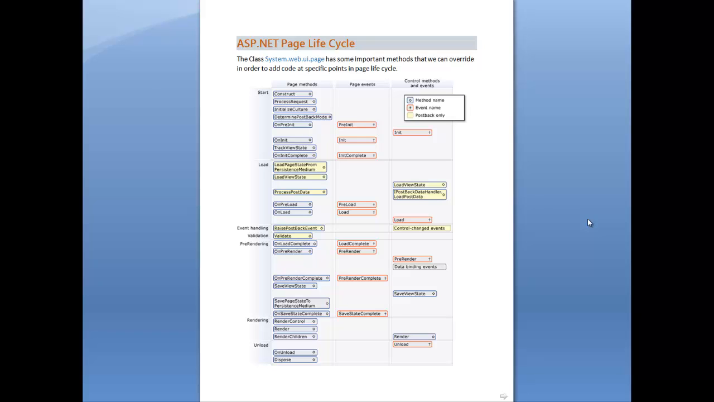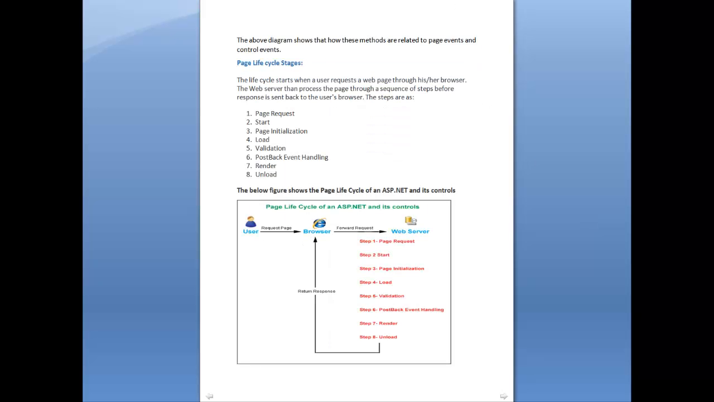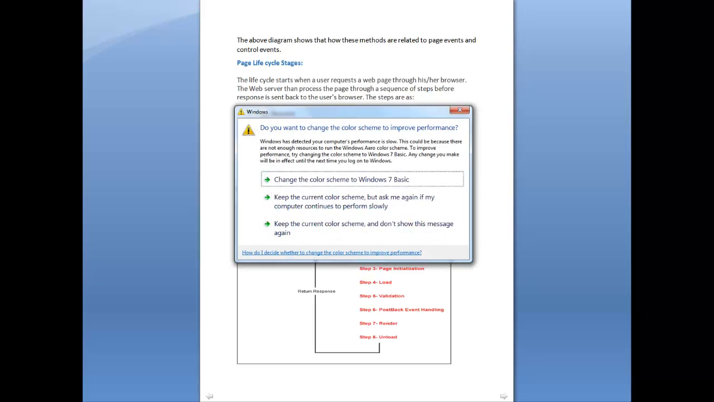The life cycle starts when a user requests a web page through his or her browser. The web server then processes the page through a sequence of steps before the response is sent back to the user's browser. The steps are as follows: page request, start, page initialization, load, validation, postback event handling, render, unload. The below figure shows the page life cycle of an ASP.NET page and its controls.